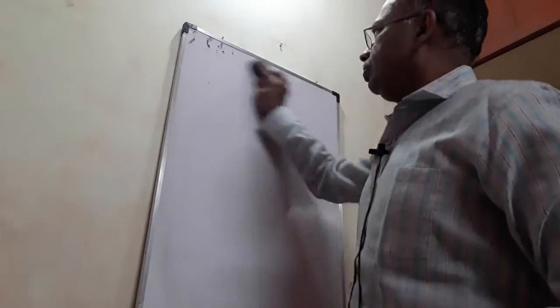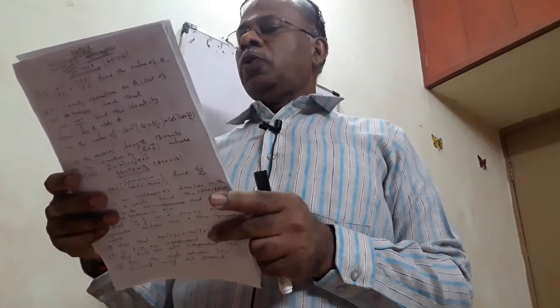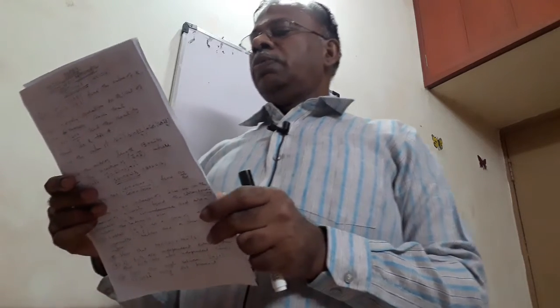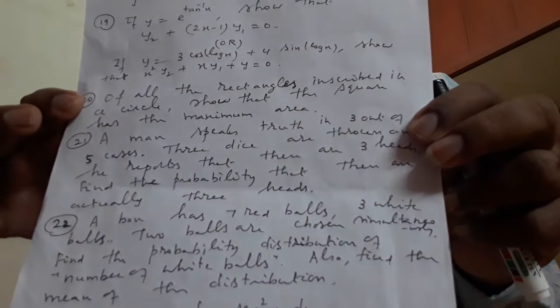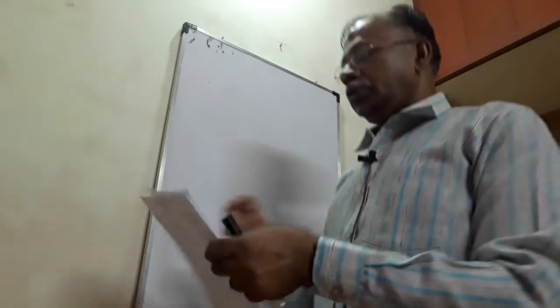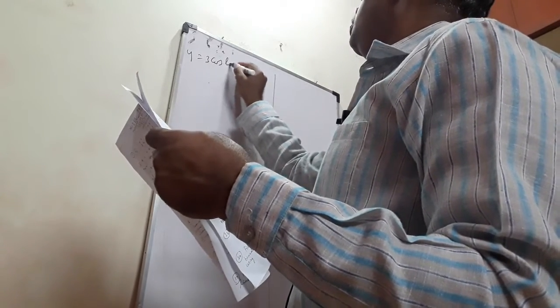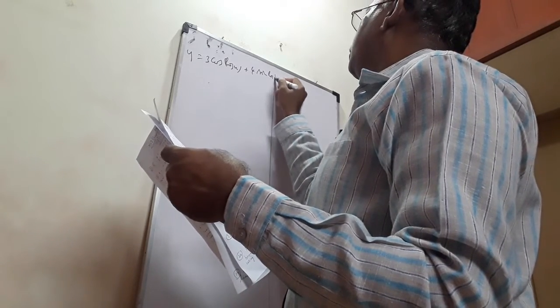I think it's clear. Now, next sum is, if y is equal to 3 cos log x plus 4 sin log x, show that x square into y2 plus x y1 plus y is equal to 0. Read question number 19, the second part. Okay, question number 19. Y is equal to 3 cos log x plus 4 sin log x.